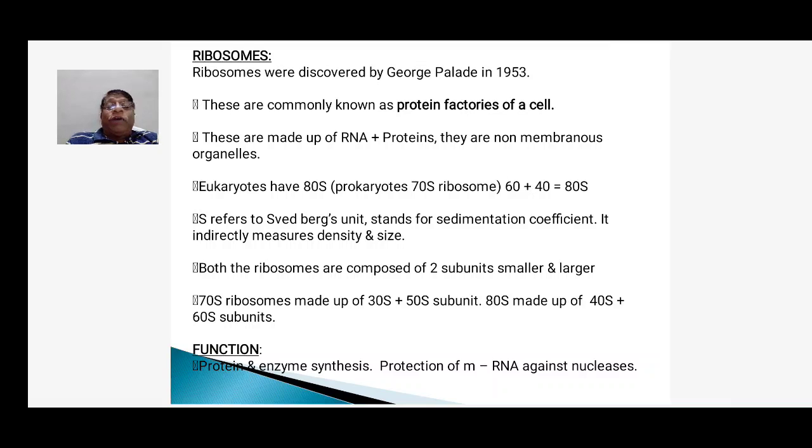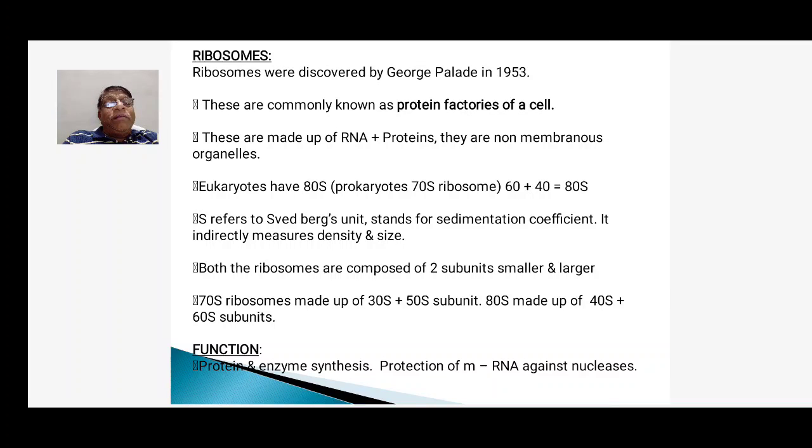40 plus 60, 100. Not like that. The smaller subunit is 40S. The larger subunit is 60S. The 80S ribosome or eukaryotic ribosome is made up of 40S smaller subunit and 60S larger subunit. What is this S? S refers to Svedberg's unit. Svedberg unit stands for sedimentation coefficient of cell organelle.